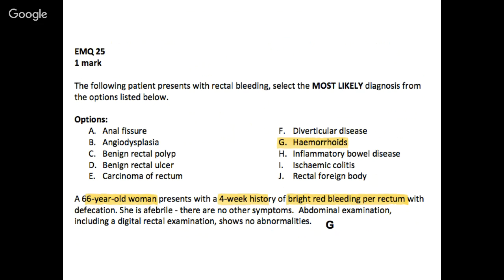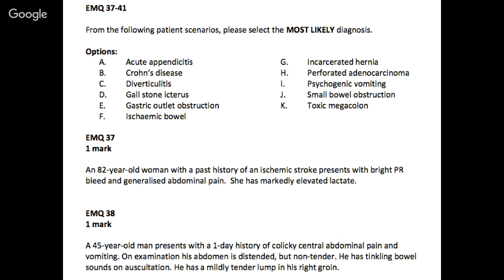Wait, so they're large enough to bleed, but not large enough to feel? It's not necessarily large enough. It's more to do with the vascular supply with the hemorrhoids. The next 2.